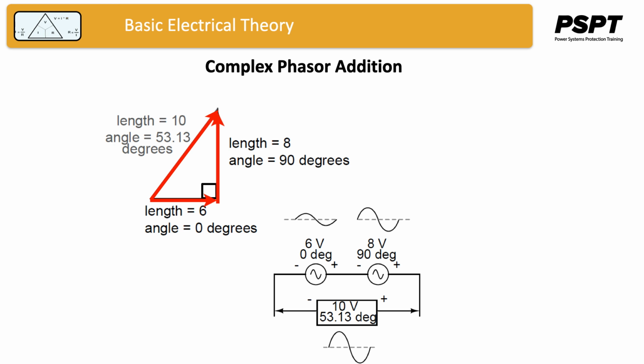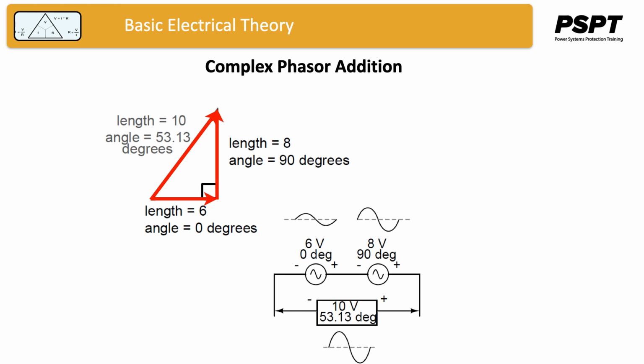With AC, two voltages can be aiding or opposing one another to any degree between fully aiding and fully opposing inclusive. Without the use of phasor notation, which is a complex number, it would be very difficult to perform mathematical calculations for AC circuit analysis.